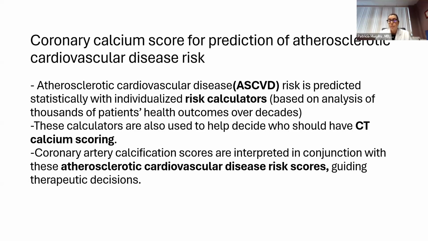There are other population studies that we'll talk about a little later that also help to determine which patients should have these. So the coronary artery calcification scores are used together with these risk scores and help to decide what to do next for a person. So we'll talk about that as well.